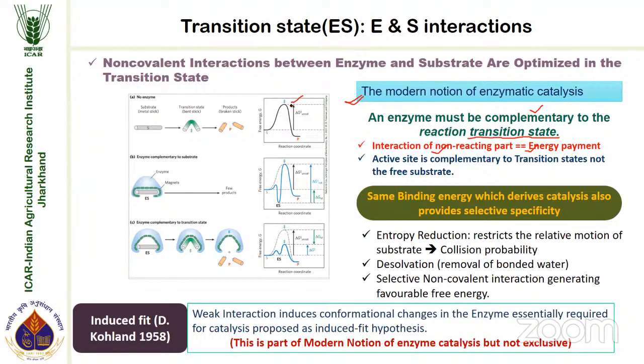After the transition state, the catalysis, or whatever process happens at the active site, occurs and the product is formed. So the modern notion is that the enzyme is complementary to the transition state, not to the substrate. This also gives the rate enhancement. This is how the rate is enhanced. This also explains why enzymes are highly specific.